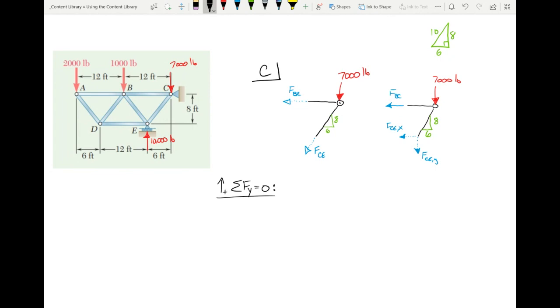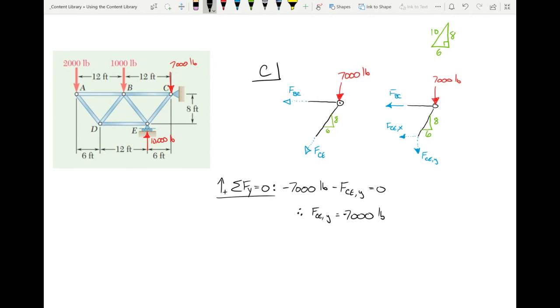If I look at this joint, I have 7,000 pounds going down, so that's negative. And then I have FCE, the Y component, and that's also going down. That's negative. Set that equal to 0. Now, therefore, would you agree that the Y component of FCE is 7,000 pounds? Everybody with me so far? Actually, hold on. Negative 7,000 pounds. Yeah, sorry, negative. You're exactly right. Thank you for catching that. That's an easy thing to miss.